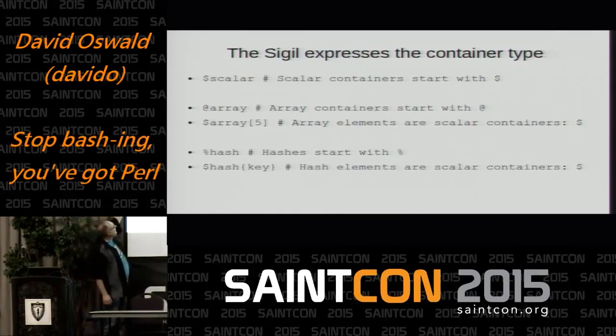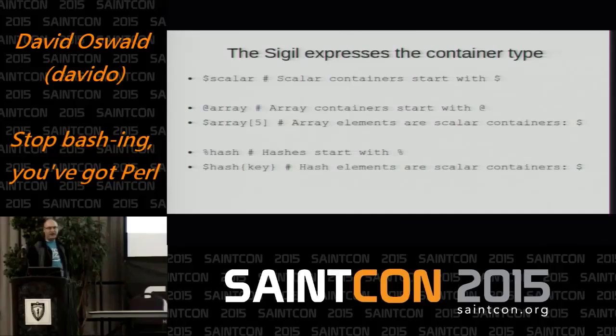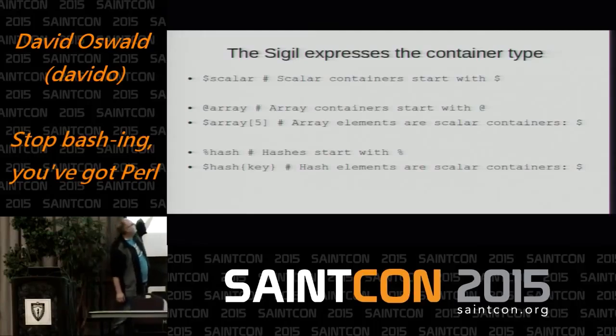The $ expresses that that is a container that holds a scalar. The @ sign expresses that that container named array holds an array. The % expresses that this variable contains a hash. But when you're looking at an individual element in an aggregate data type, you're looking at a scalar. If you want to look at the 5th, actually that'd be the 6th, but the number 5 element in array, you're looking at a single element. A single element is a scalar value, so you put a $ in front of it.